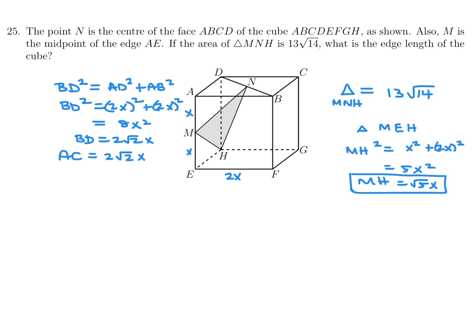So if you were taking the midpoint, which is DN or BN, whatever, those midpoints, DN or AN or however you want to do it, those are going to be half of that. So it would be root 2x, like that.